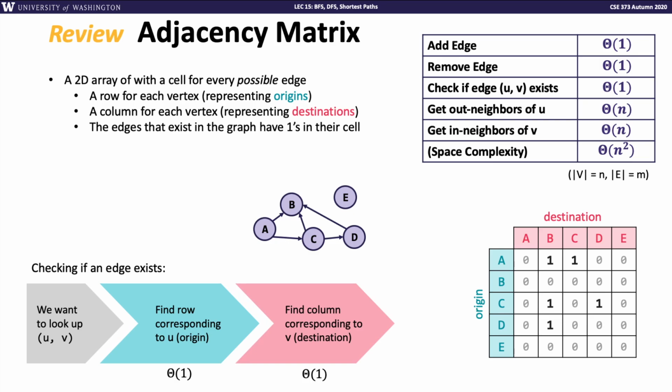But when it came to getting the neighbors of either in or out for a node, we had to loop over the whole column or the whole row, in which case there might be n elements there. Remember, we use the letter n to describe the number of nodes, the number of vertices, and m as being the number of edges. So we might have to do this O of n operation in order to get the neighbors for something. And it uses a lot of space because it's going to have an entry for every possible edge that could be there. In the worst case, there's n squared edges.